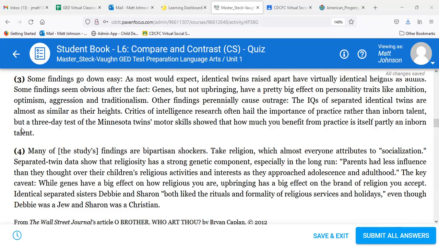Parents had less influence than they thought over their children's religious activities and interests as they approached adolescence and adulthood. The key caveat: while genes have a big effect on how religious you are, upbringing has a big effect on the brand of religion you accept. Identical separated sisters, Debbie and Sharon, both liked the rituals and formality of religious services and holidays, even though Debbie was a Jew and Sharon was a Christian.